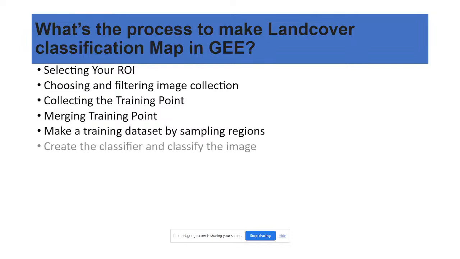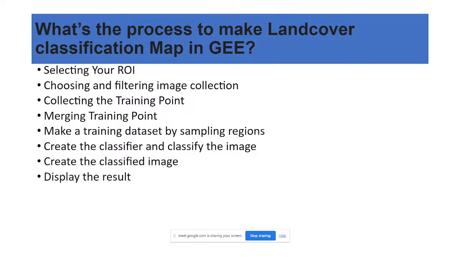Then we need to create the classifier. Google Earth Engine platform has a lot of classifiers. It can be classification and regression trees. It can be random forest. So we need to create the classifier, and using this classifier, classify the image. Okay, and create the classified image, and then display the result of this classified image.